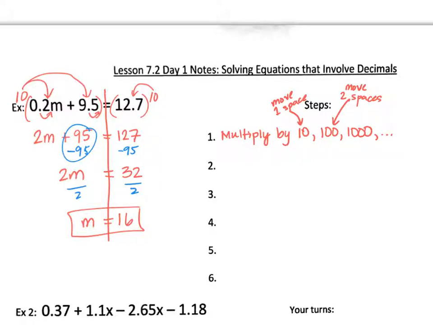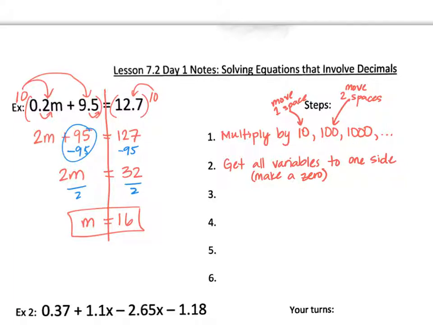Step number two is you're going to get all variables to one side. I worded this differently in the last couple lessons. It was make a 0 with one of the variables. That's because we had variables on both sides. If there are variables on both sides, you make a 0. So I'll put in parentheses here that you're going to make a 0 if you have a variable on both sides.